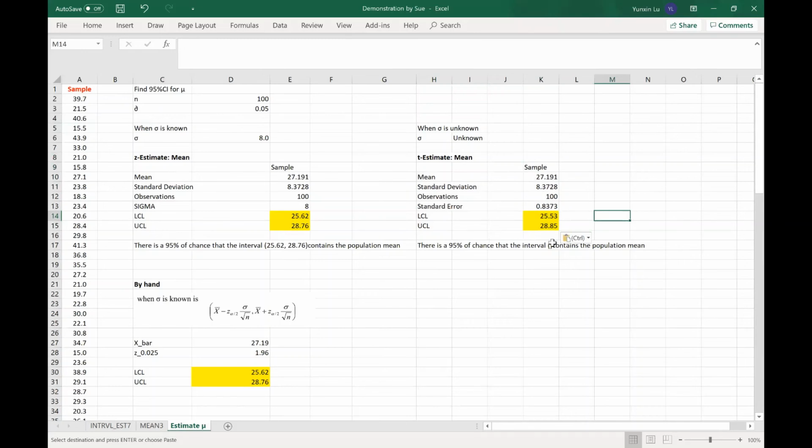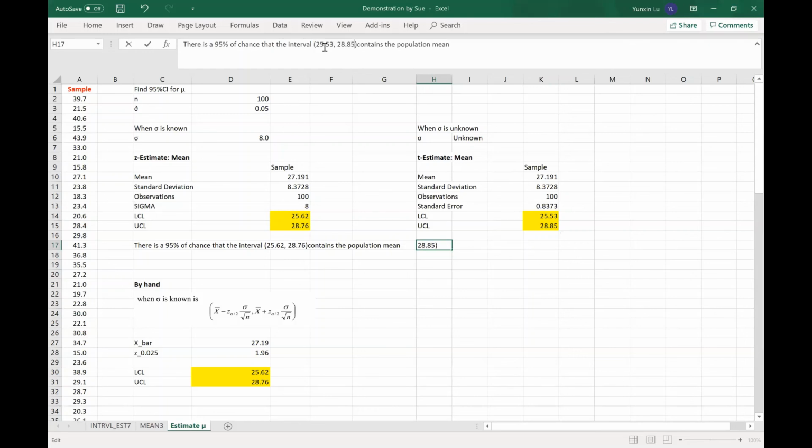And we also need to keep 2 decimals. And the interpretation is, there is a 95% chance that the interval we calculated contains the population mean. We can see that whether population variance is known or unknown, the results are different. So we need to pay attention and use the correct one.